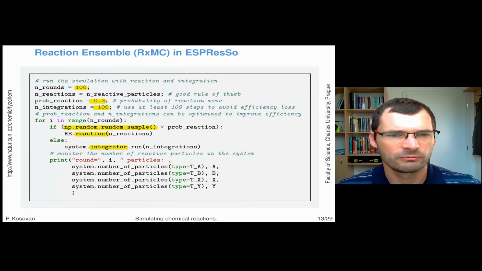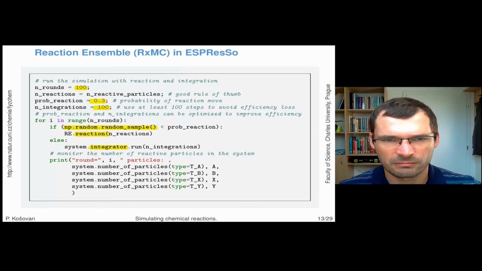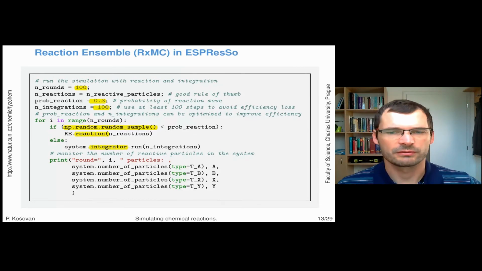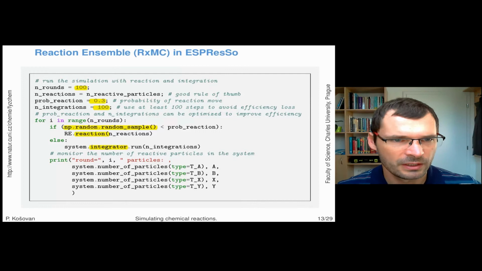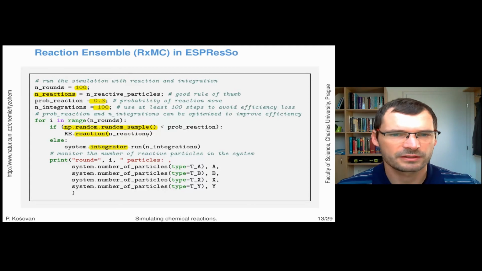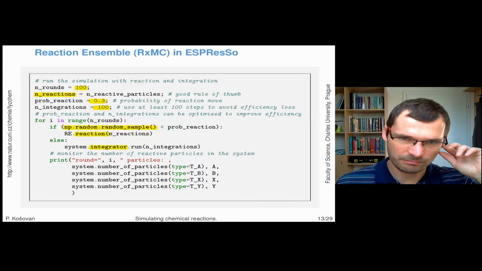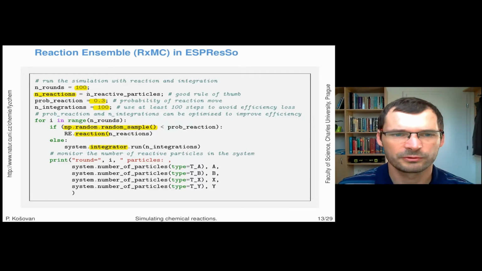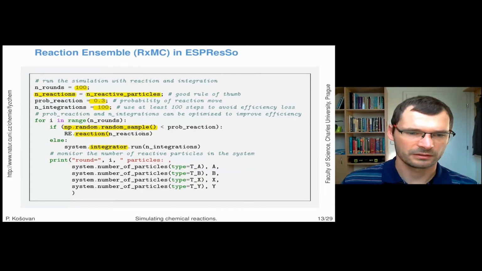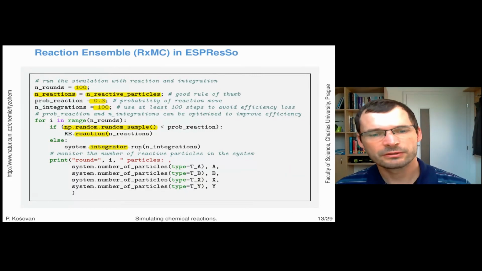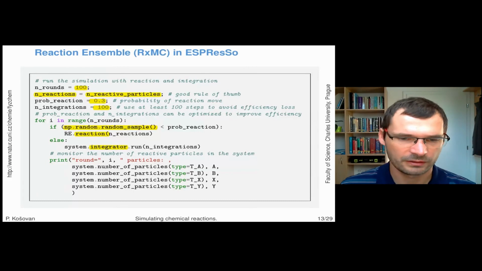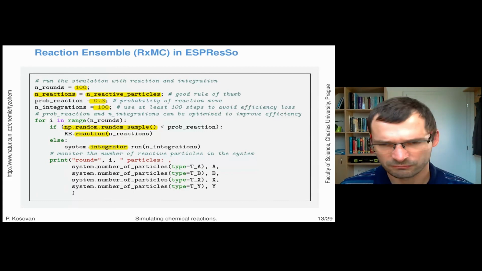In each move, which I recommend to set at least to the number of 100, because otherwise you lose efficiency. Finally, I would like to say that the number of reactions that are performed within one cycle should also not be a small number, and as a good rule of thumb, we recommend setting it to the number of reactive particles in the system.